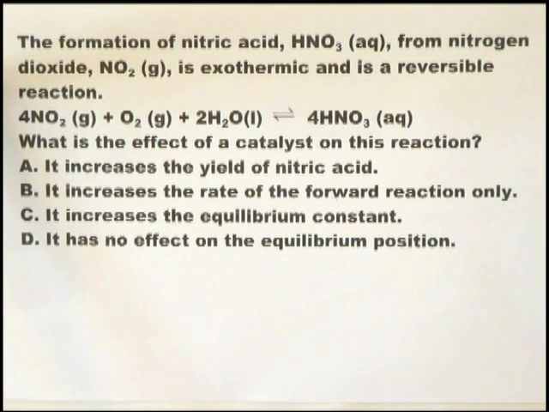When you're given a question with a catalyst and an equilibrium situation, there are two things you must remember. First, that the catalyst has no effect on the yield. It has no effect on the value of K, the equilibrium constant. And secondly, the catalyst will affect the rate of the reaction in both directions. Those are two things you have to remember. Catalyst has no effect on the yield or the equilibrium constant, and it has an effect on the rate of both reactions, the forward reaction and the backward reaction.